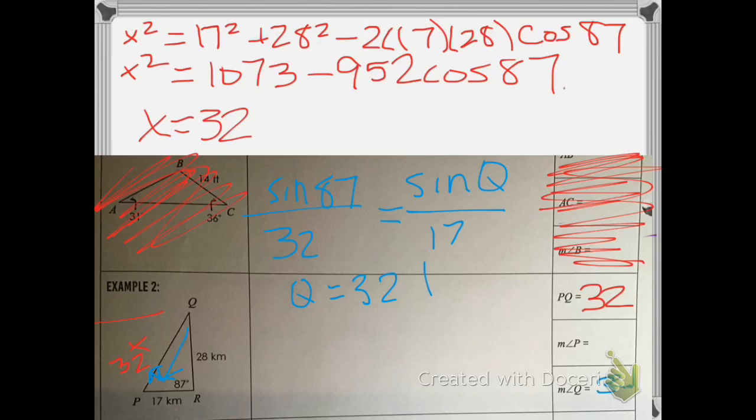Then to find the other angle, just take 180, subtract 87, subtract 32.1, and you will get that it is 60.9. There we go.